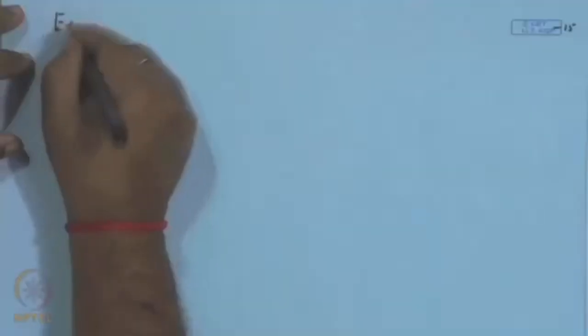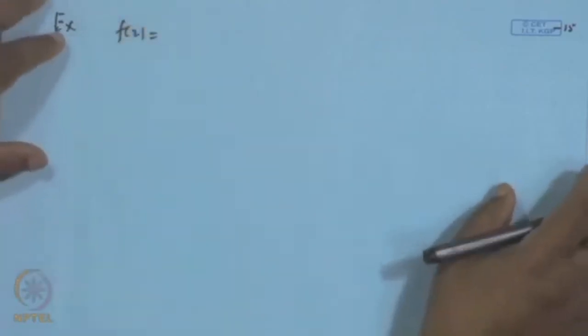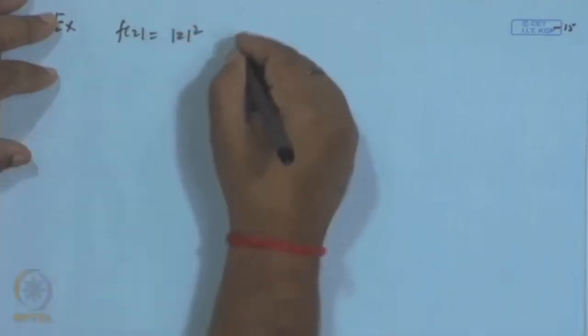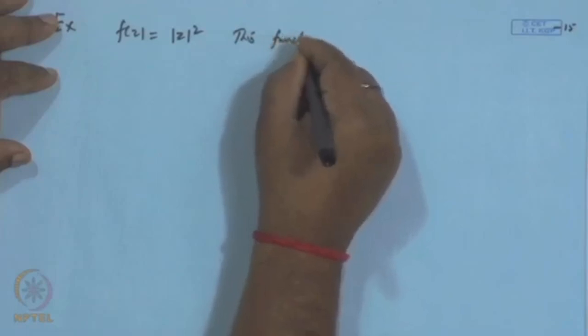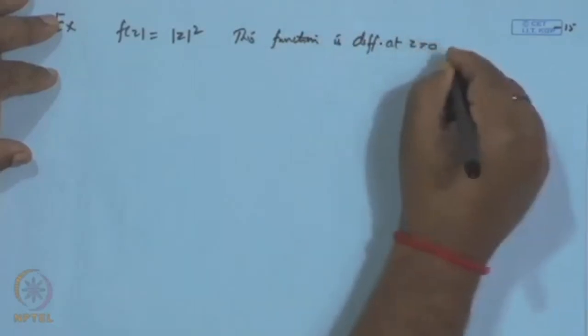Now, there are functions which are differentiable only at a single point and nowhere else. There are functions which are differentiable everywhere throughout the complex plane. And there are functions which are differentiable only inside certain domains and not outside them. So, let us categorize these. Suppose I take the function f(z) equal to mod z square. Now, we claim that this function is differentiable at z equal to 0 and nowhere else.